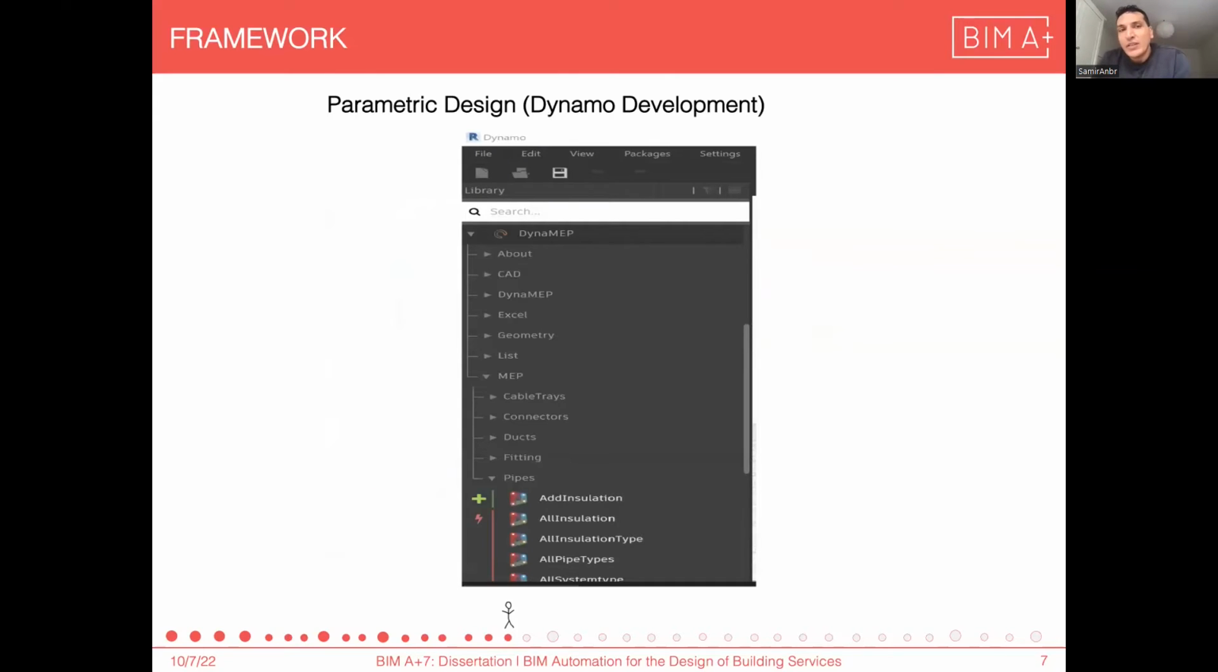Another tool we can use for automation is Dynamo. In Dynamo, we have a lot of nodes or programs helping to facilitate our design, like I told before, such as supports or insulation or something like that.